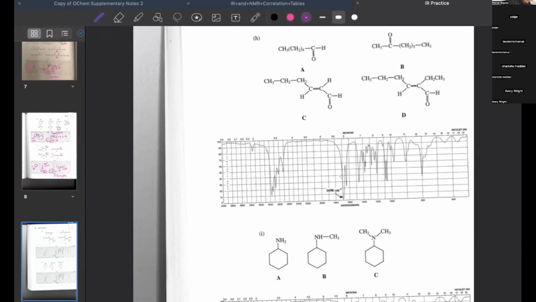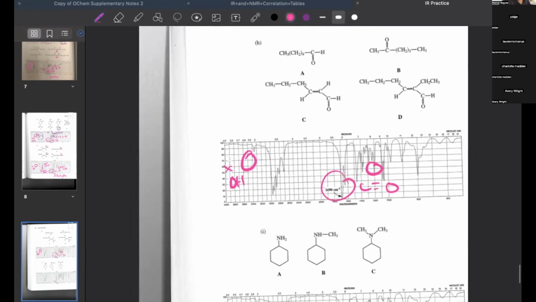Again, let's take a look. We have a C double bonded O. Do we have an oxygen-hydrogen bond? No. Do we have any C single bonded O? I don't know if that would be strong enough. I would say yeah, actually, single bonded O. I don't see any overtones. I don't see any C double bonded C sections, or do I see a 1600 and 1450? So with this IR, I would deduce that it would be an ester.